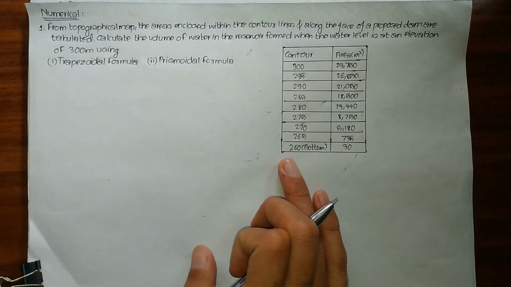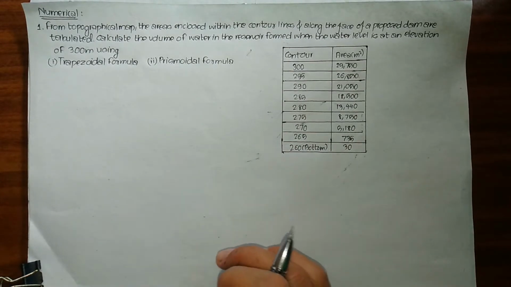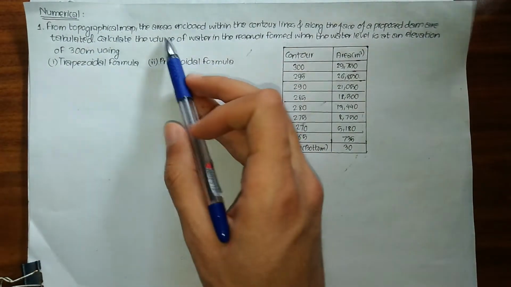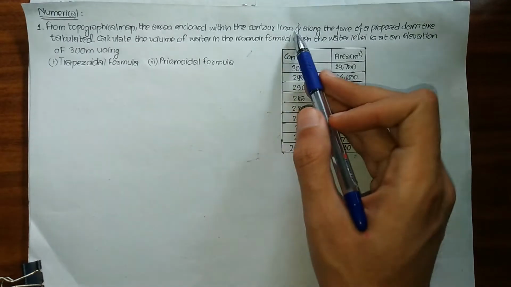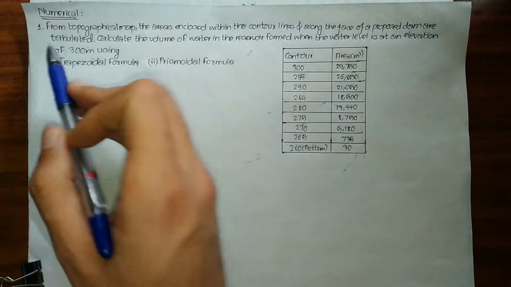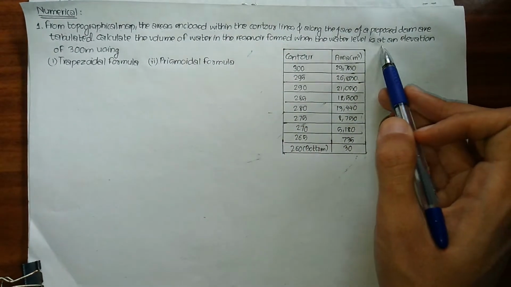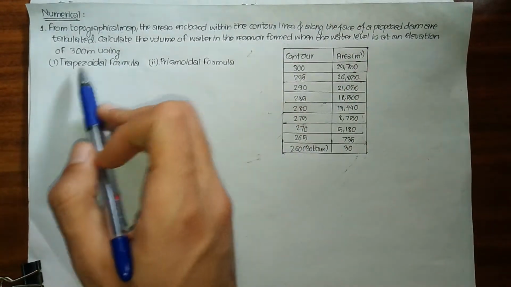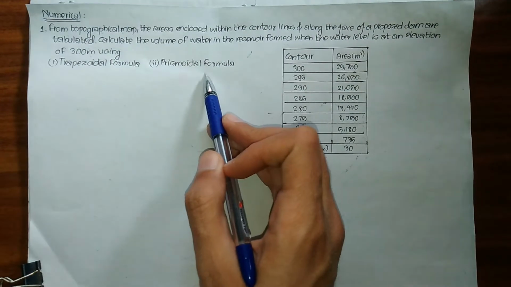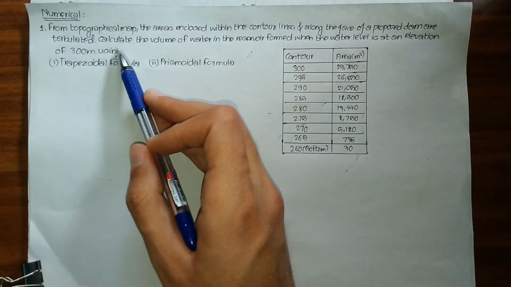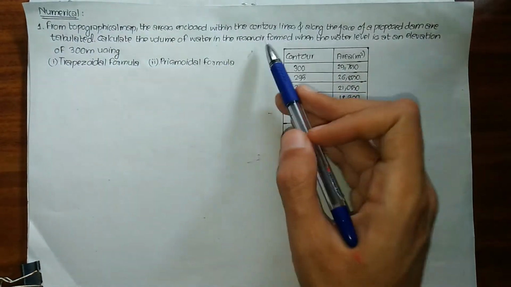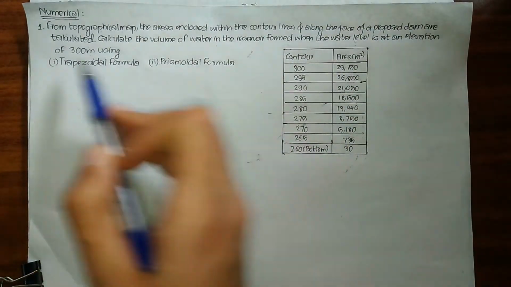So now we are going to solve this using our trapezoidal and prismoidal formulas, and our question reads as: from a topographical map, the areas enclosed within the contour lines and along the face of a proposed dam are tabulated. Calculate the volume of water in the reservoir formed when the water level is at an elevation of 300 meter using the trapezoidal formula and prismoidal formula. So reading this statement, we need to find the volume of water in the reservoir when the water level is at an elevation of 300 meters.